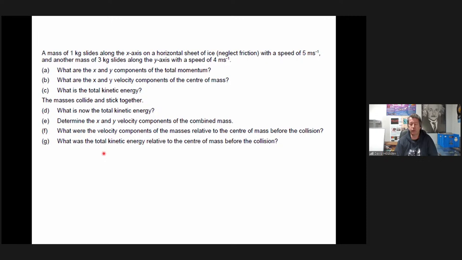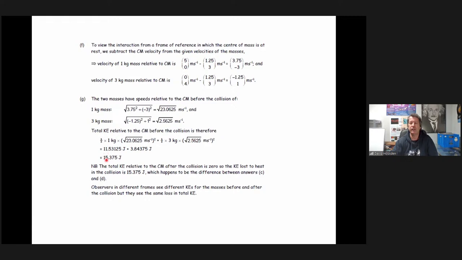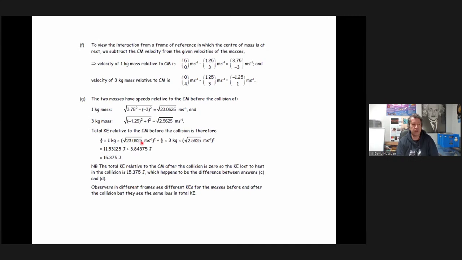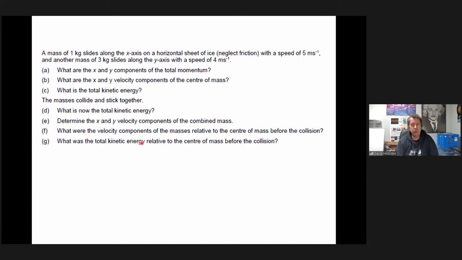This number is 15.375. The total energy here was 36.5. And then we went and worked out what it was after the collision and got 21.125. And if you subtract 21.125 from 36.5, you get this magic number, 15.375. And what's important about that? Well, that is the one thing we can agree on, because that must be the energy lost in the collision.